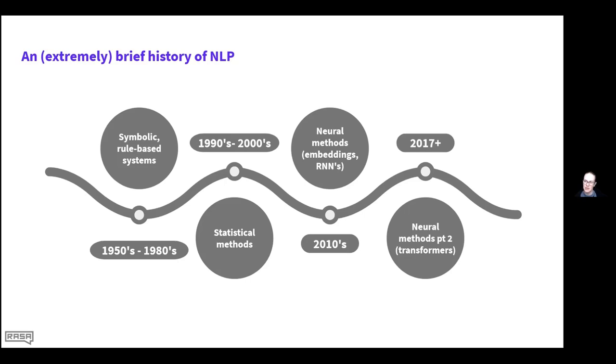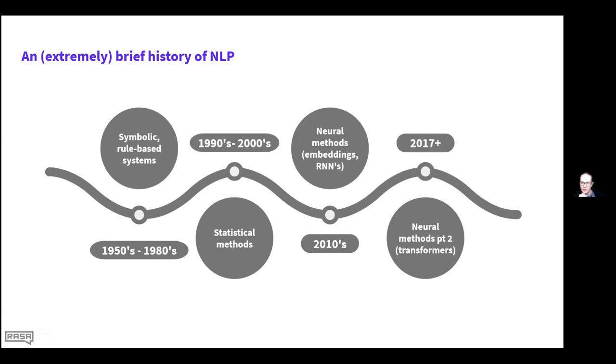And starting in the 2010s, we started to use neural methods, which I would say are sort of an extension of the statistical methods. But instead of statistical modeling, we now had enough compute that deep learning could happen. And I'm not going to go too in depth about deep learning. I'm assuming, again, most of you have at least heard of it and have a general understanding of how that works. So things like embeddings and recurrent neural networks.